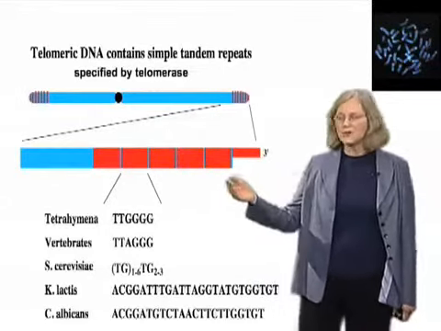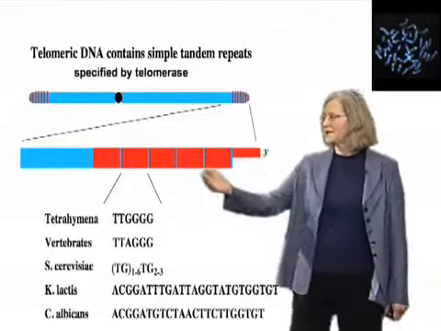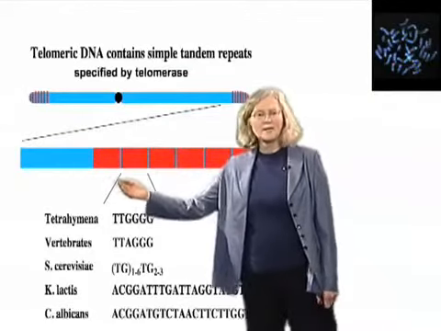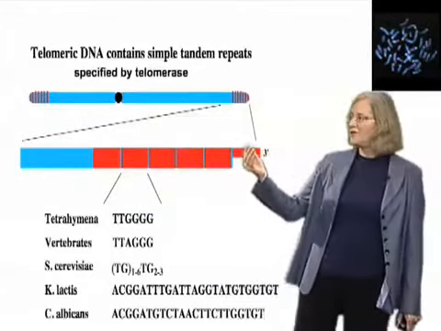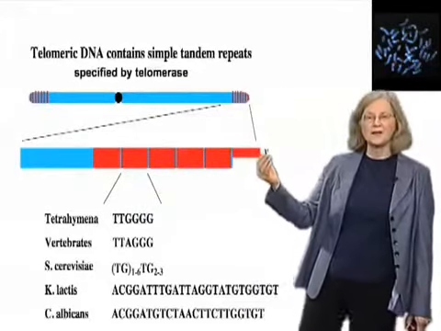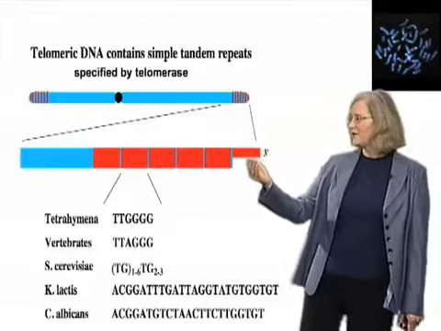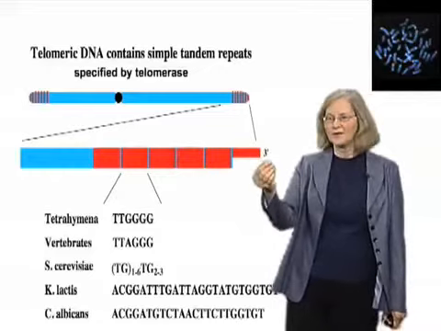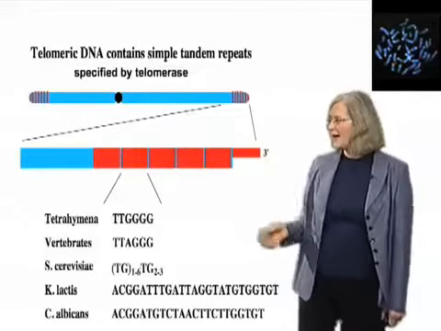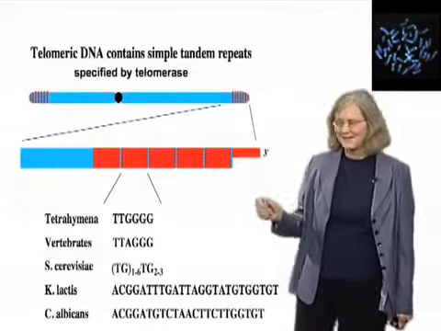Another feature of the chromosomal DNAs is that, of course, like most of the DNA of the chromosome, which is duplex DNA, double-stranded DNA, the very end is single-stranded. And in fact, the DNA strand is oriented 5' to 3', going toward the end of the chromosome. And that turns out to be important.